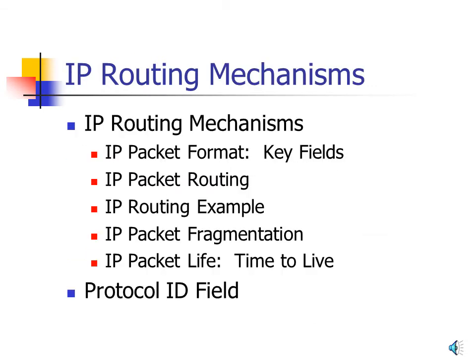IP routing mechanisms. In this section, we'll take a look at IP routing mechanisms by first looking at the IP packet format and focusing in on specific fields within the IP packet format that are connected to routing. We'll take a look at an example of how routing works. We'll then talk about IP packet fragmentation. We'll also take a look at the IP packet life and time to live field. And then finally, we'll finish up with the protocol ID field.